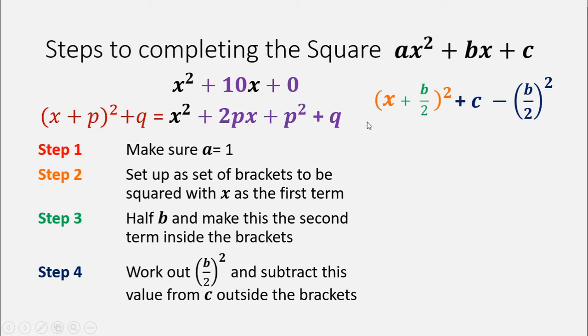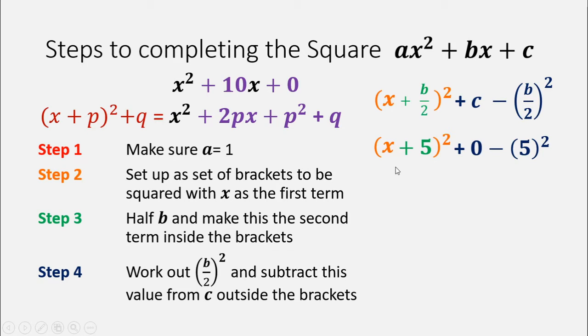Let's put some numbers in here so this makes a bit more sense. So start out, step 1, yes, a is equal to 1. Step 2, set out a set of brackets with x as the first term. Okay, that's going to be squared. Step 3, half of b. b is 10, so I'll do half of 10, plus 5. Okay, add c and work out b over 2 squared and subtract this from c. c is 0, and b over 2 squared, that's going to be 10 over 2, is 5 squared. Okay, now I said this was going to be a bit confusing to start with, but we are off to a good start. Step by step, pretty straightforward.